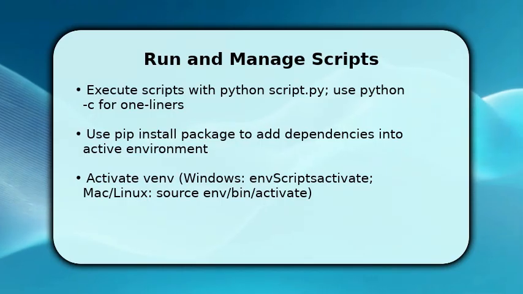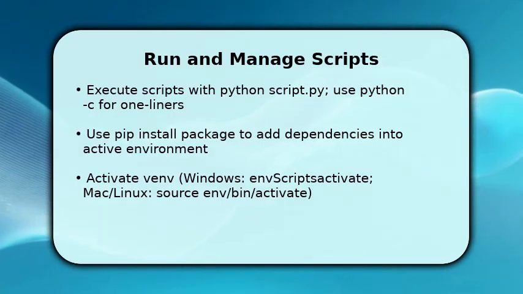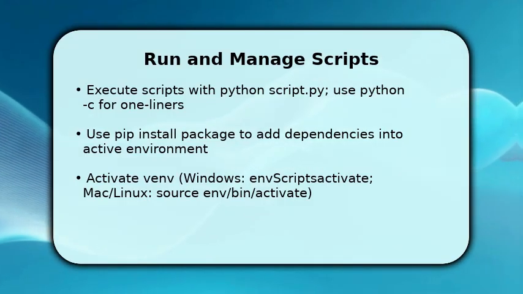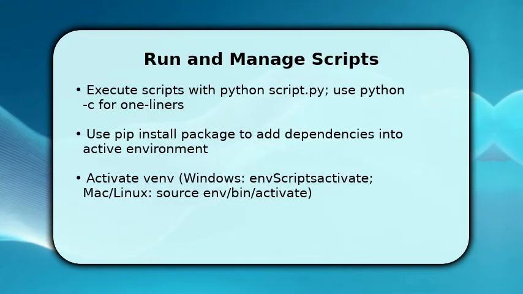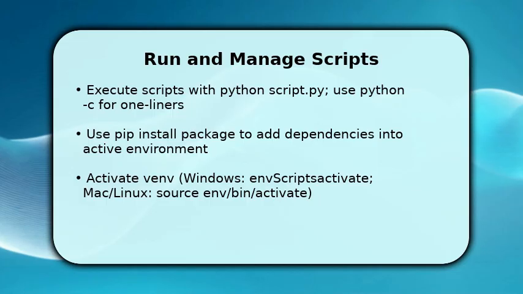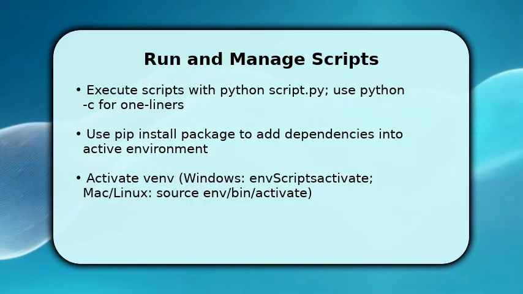To execute a file, type py followed by the Python script name. For quick tests, use python -c "print('hi')". Make sure your virtual environment is active so pip install installs into the right place. Activate with env/Scripts/activate on Windows or source env/bin/activate on Mac and Linux.